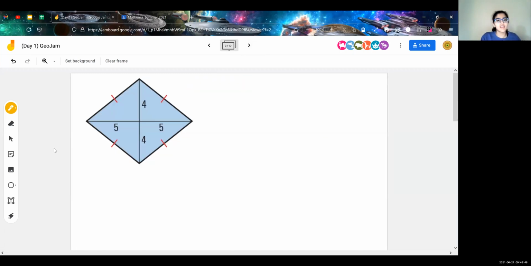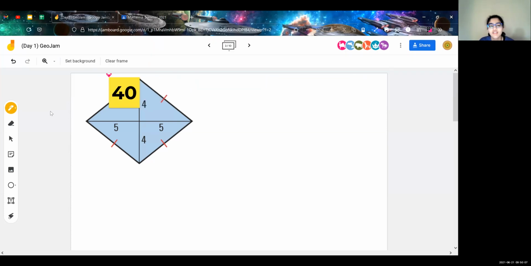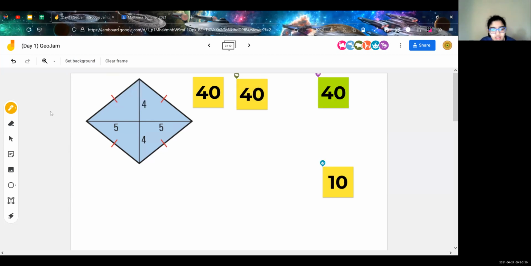Okay, so next thing, this is a rhombus. And over here, you can see that the diagonal lengths are given. Make sure you're on this slide right now. I see 2 people are still on the previous slide. Make sure you're putting your sticky notes on this to show your answers. And make sure that you realize that 4 is not the length of the whole diagonal, and 5 is not the length of the whole diagonal, but 5 and 4 are both half the lengths of their respective diagonals.